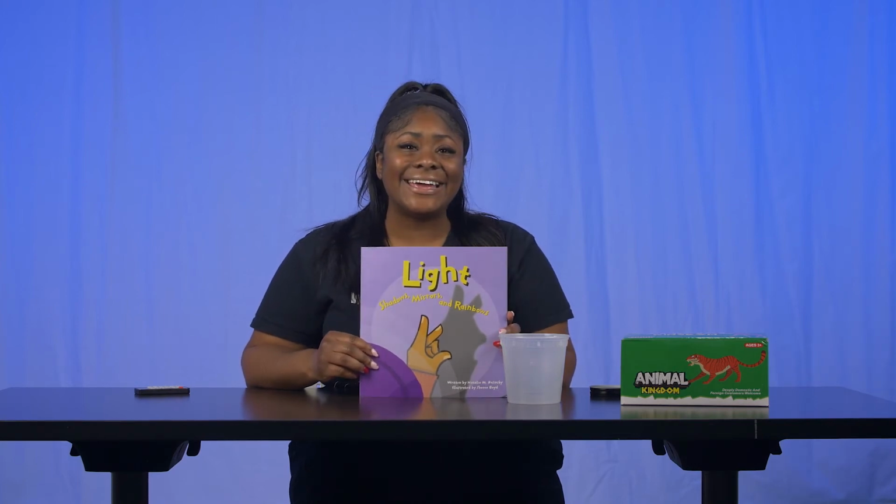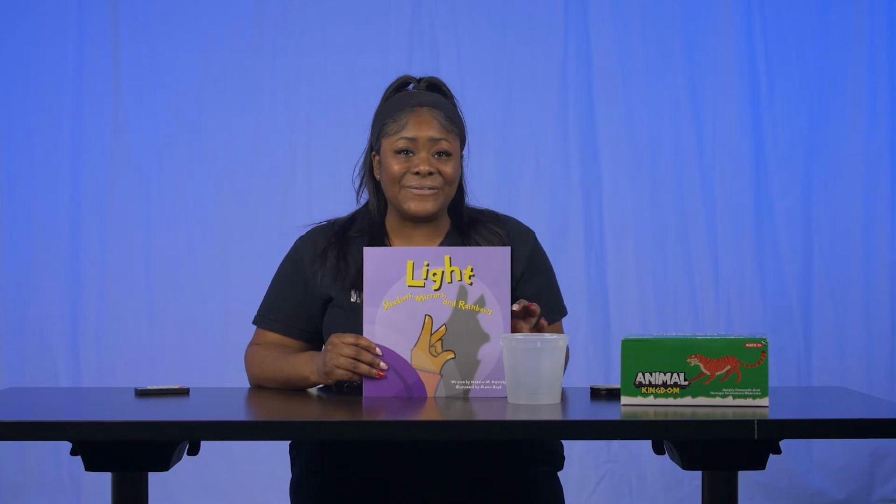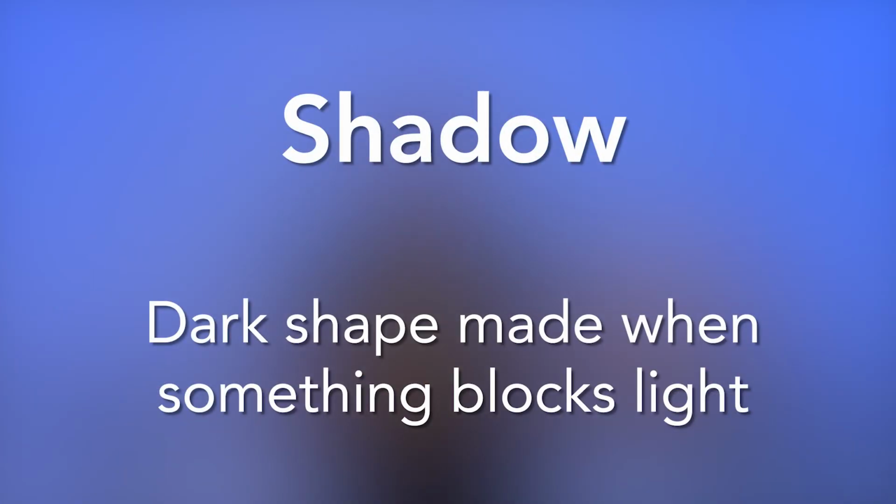You got it! It creates a shadow. A shadow is the darker shape made when something blocks light. You must have a source of light in order to have shadows.